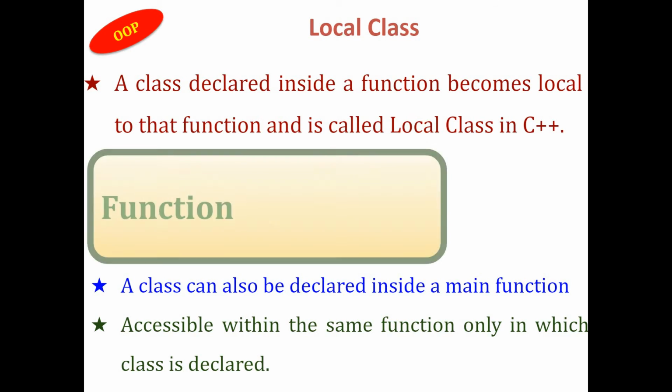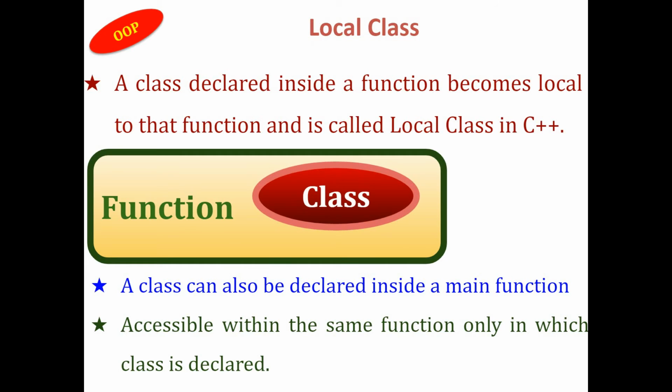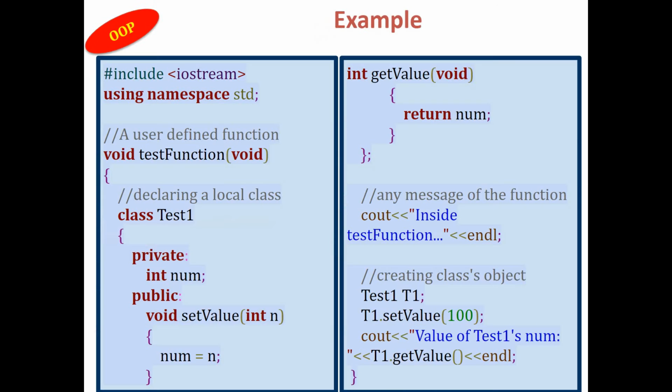So as you can see here, there is a function, and if you are declaring a class inside the function, this is known as a local class. A class can also be declared inside a main function, and this class is accessible within the same function only in which it is declared. It cannot be accessed by any other functions. It can be accessed only by the function in which it has been declared. So this class is a local class.